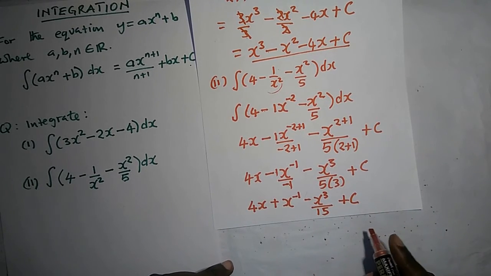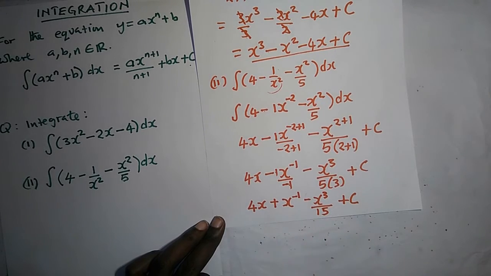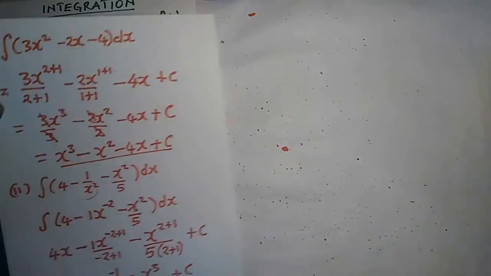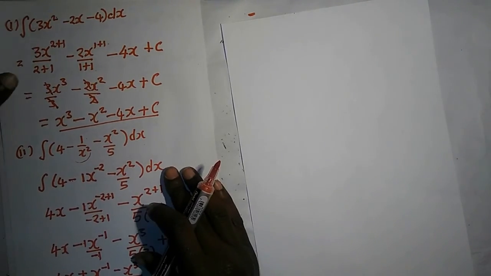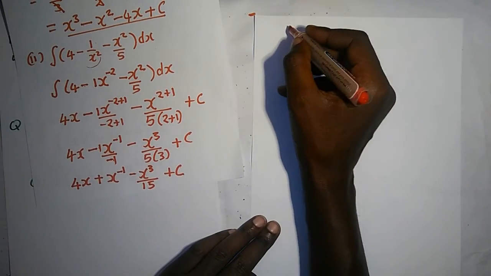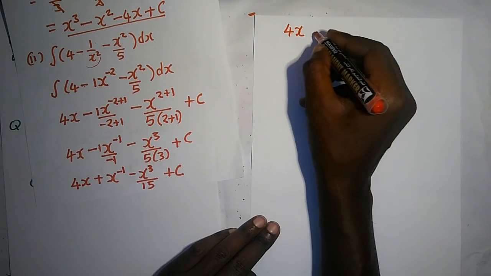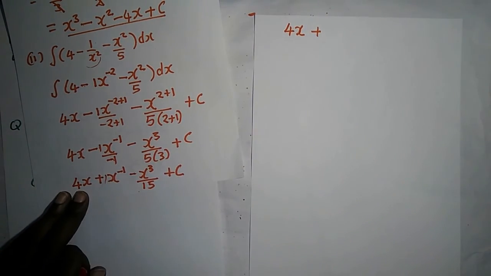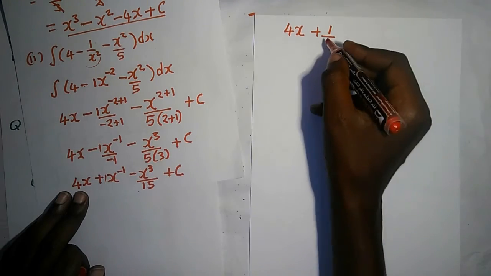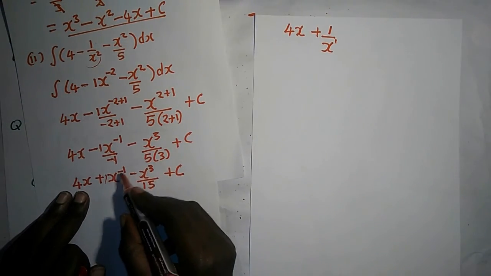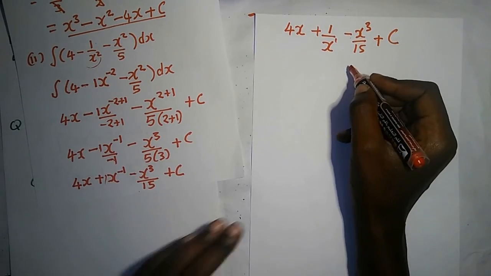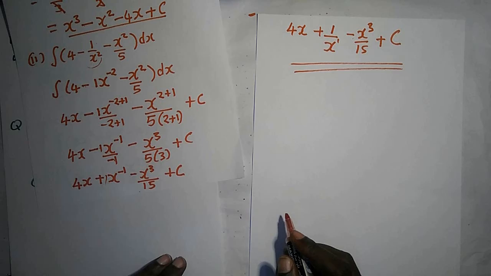You can also write this x to the power -1 as a fraction. And so as a fraction, when you simplify this expression further, we are going to have 4x plus, you have a 1 here, the coefficient is 1, so you're going to have 1 over x to the power 1, you write this power as a positive, minus x to the power 3 over 15 plus c, and you can end there. So this is our solution for the second question.